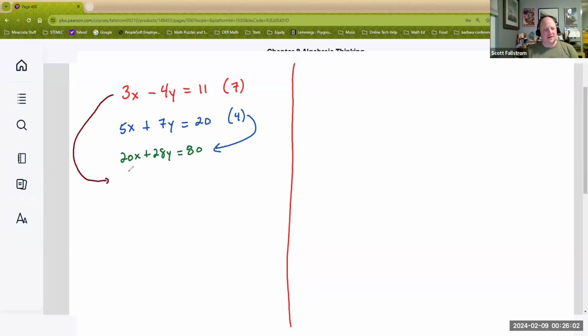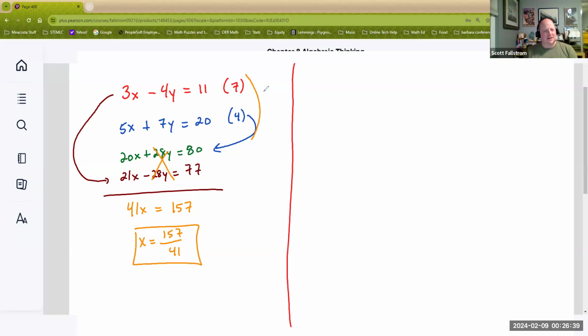7 times 3, I guess I should say, is 21x's. 7 times 4 is minus 28y. And 7 times 11 is 77. Right? Awesome. So now if I add these together, the y values are going to eliminate completely. And that leaves me with 41x's equals 157. All right. So x is 157 over 41.